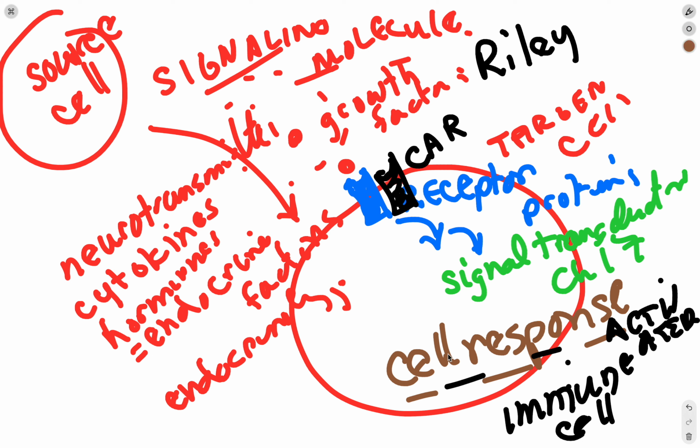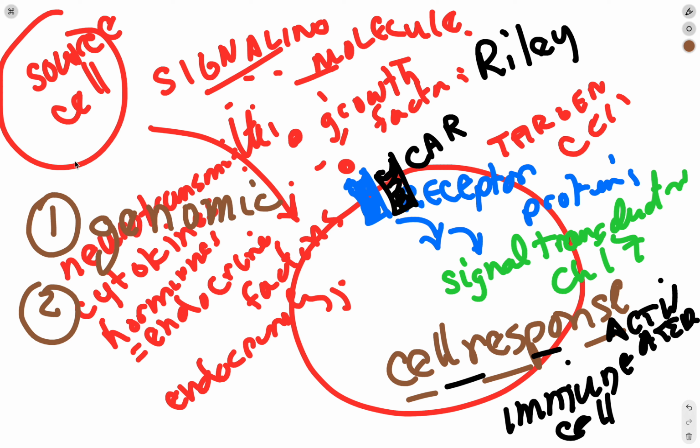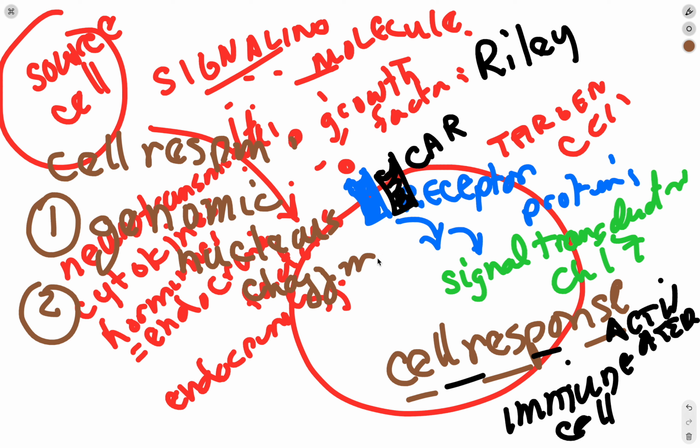Next thing is, in this cell response, lots of different stuff can happen, okay? And they can fall into two categories. And these terms are uncommon, but it's a very good explanation. So in the cell response, there can be genomic responses. And genomic responses are in the nucleus, and it's changing gene expression. So the cellular response can include changing gene expression, right?